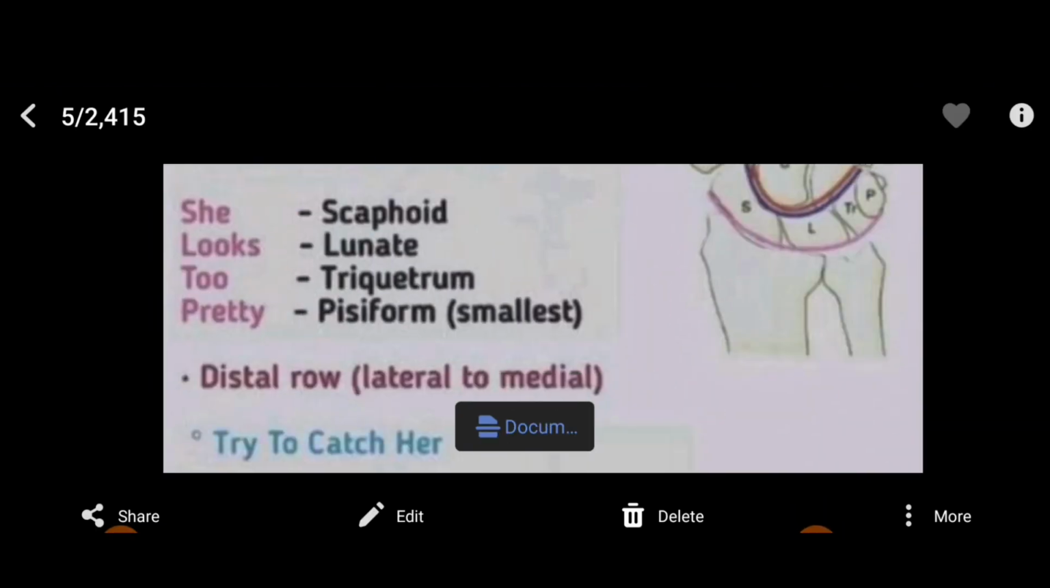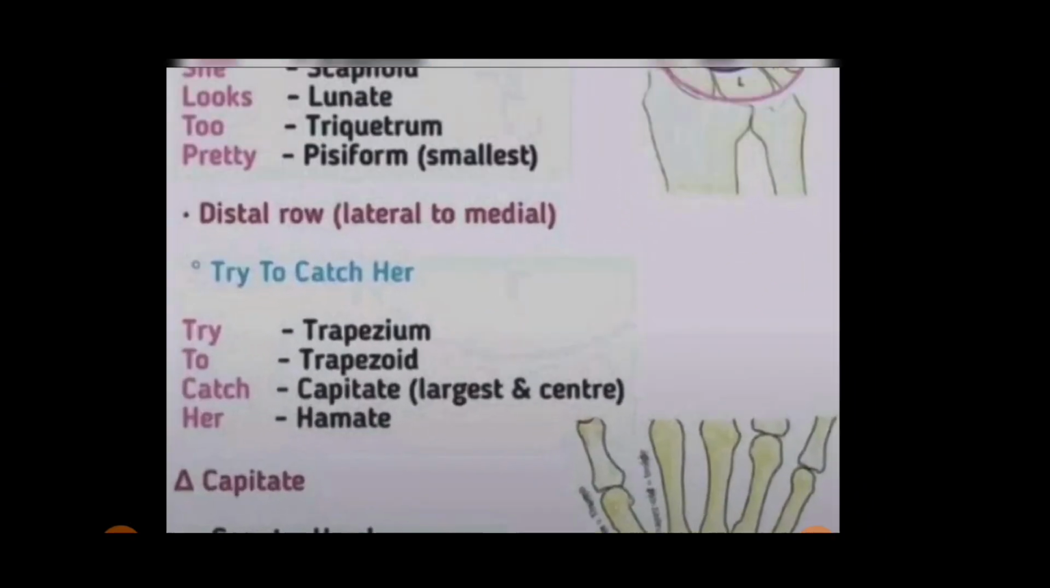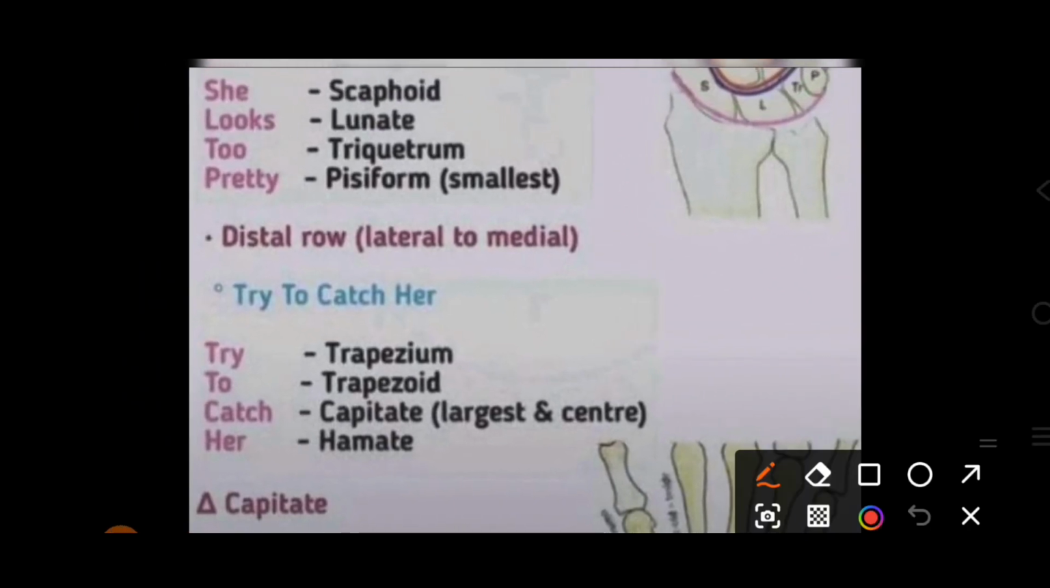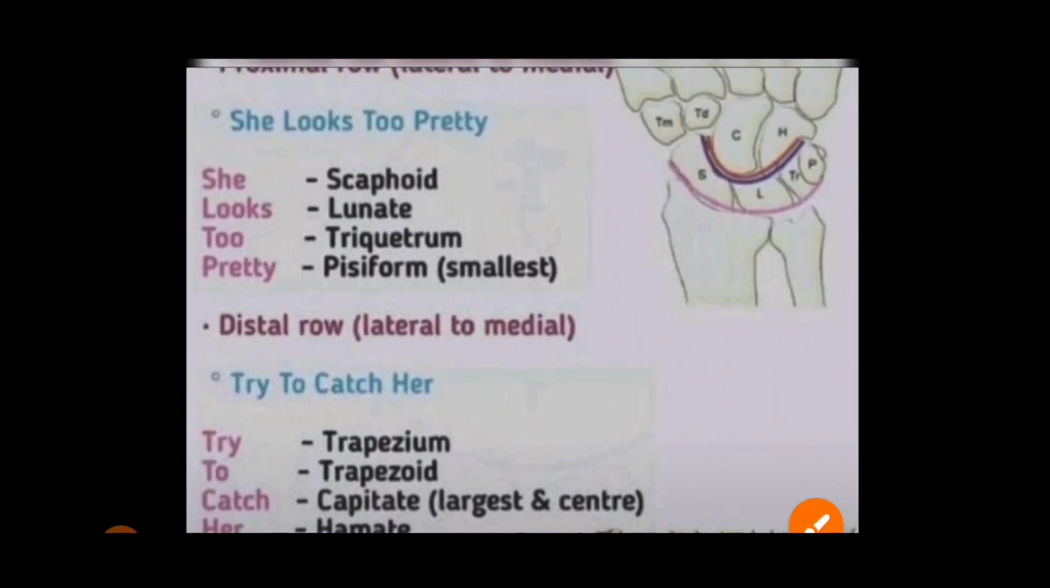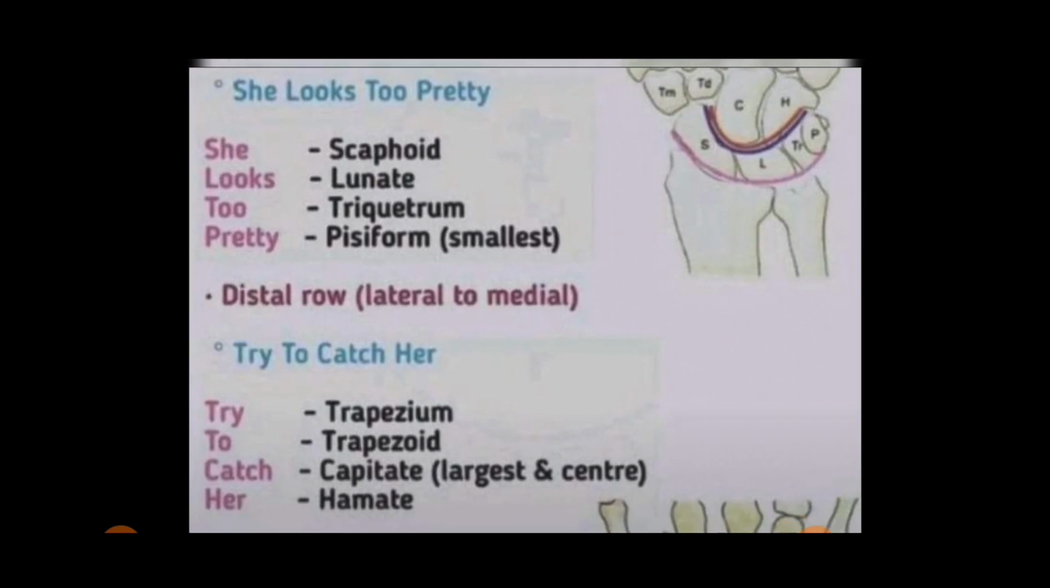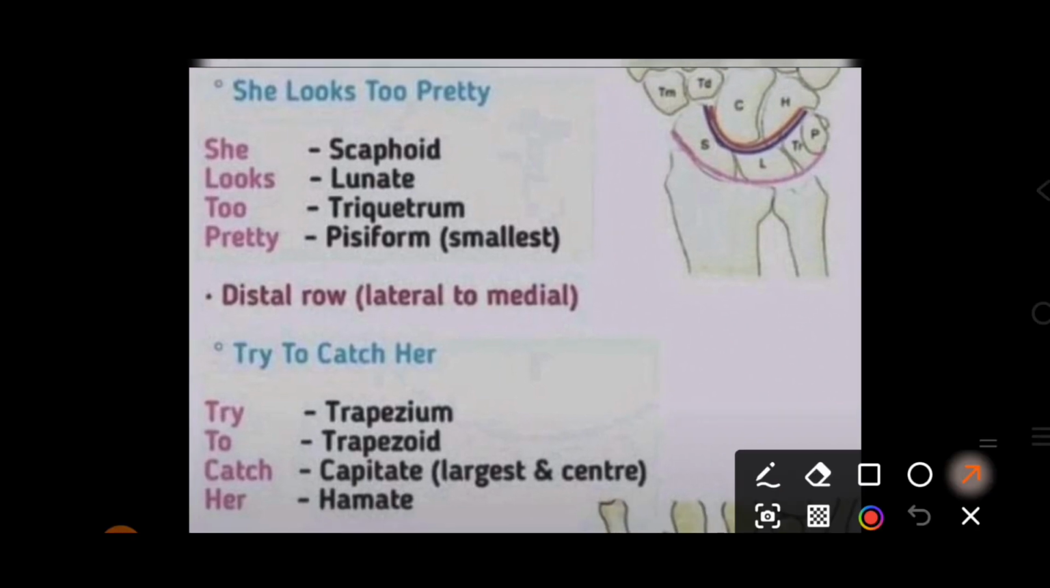You can see over here, this is the mnemonic for memorizing the bones of the distal row of the wrist from lateral to medial sequence. So you can see over here the T in the mnemonic stands for trapezium, and this is the trapezium, which is the most lateral one.